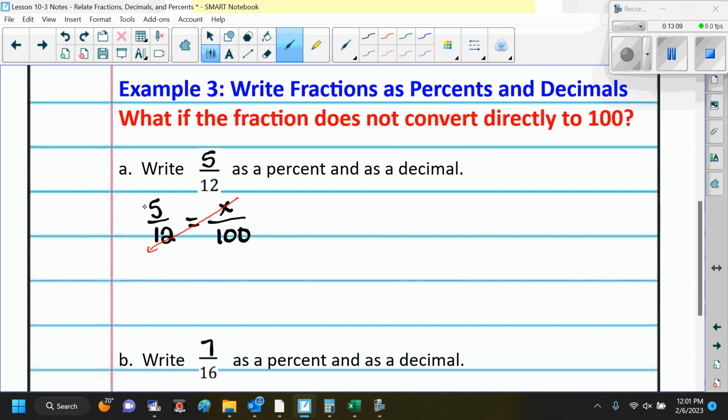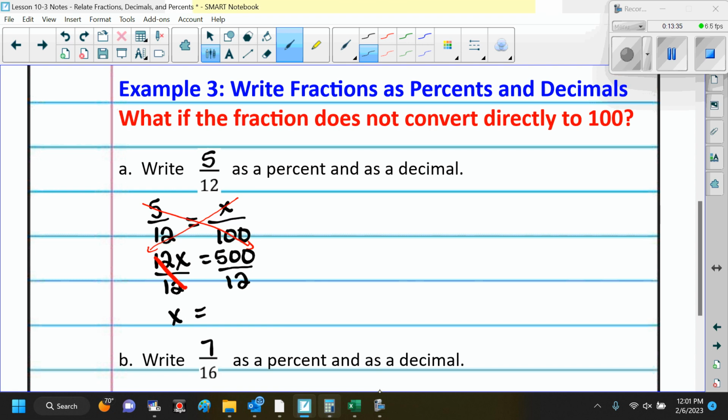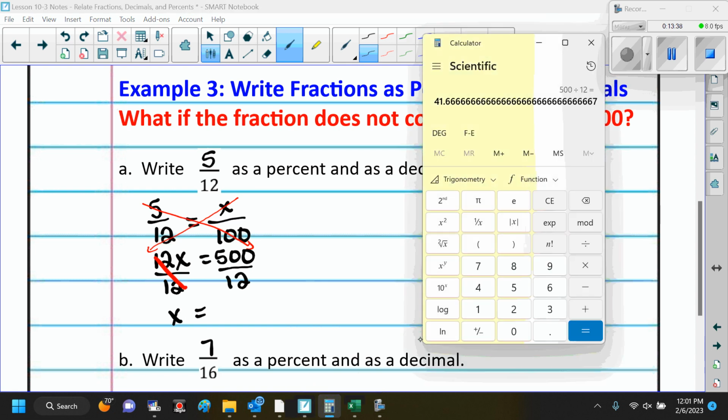So when we cross multiply, and you are allowed to use your calculators, we have 12 times x on this side, and on that side we have 5 times 100 is 500. Then we will divide by 12 on both sides. So here, those 12s cancel, and x is equal to 500 divided by 12. That gives us 41.6 repeating, okay?